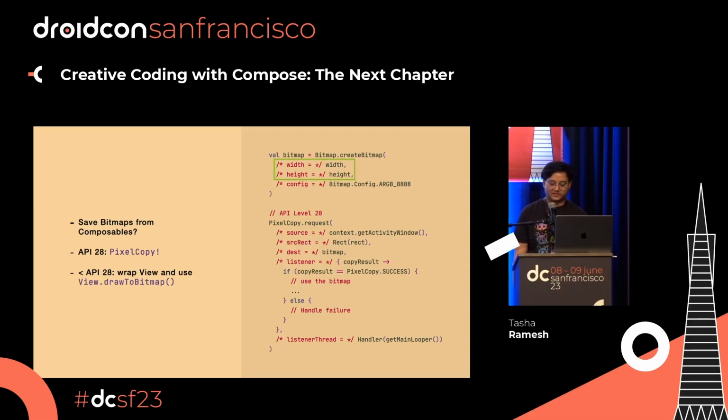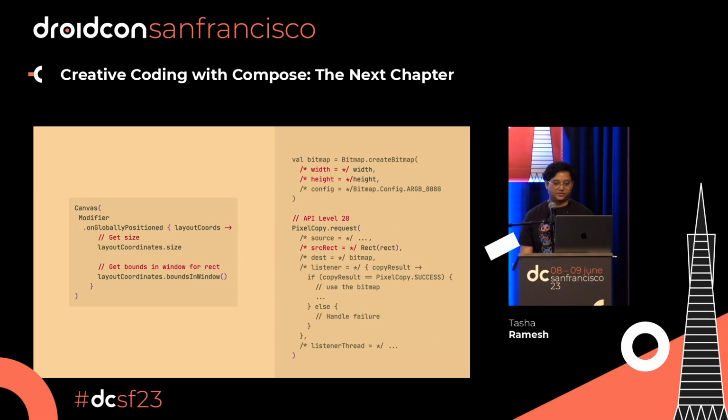And the way that works is you first create a bitmap with the dimensions that you know you want. You then define a Rect, or you define the position or the bounds of your composable in the window, and then pass in the bitmap and listen for the result. To acquire the data needed to use all these, we can use the onGloballyPositioned modifier, which gives us the layout coordinates. Using layout coordinates, we can get the size of the composable to create our bitmap with. And then to figure out where in the window the composable lies, we can use the boundsInWindow function to get at the Rect.